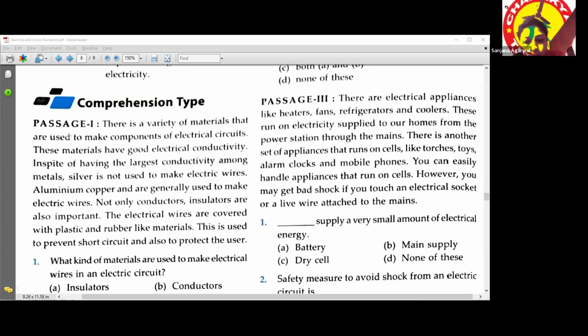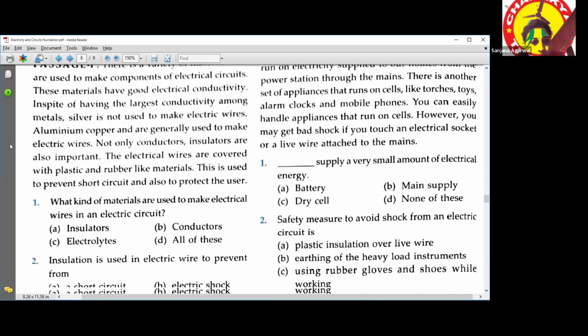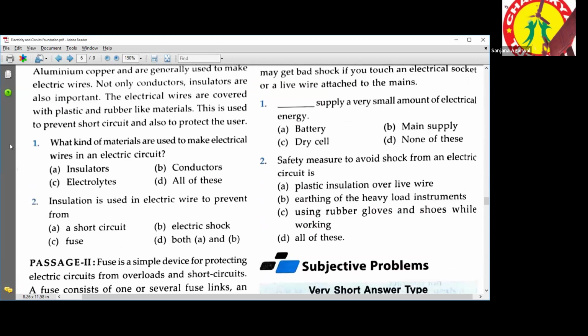Girls, write the answers for first and second. What kind of materials are used for making electrical wires in a circuit? And insulation is used in wire to prevent what? Write in the chat, please.